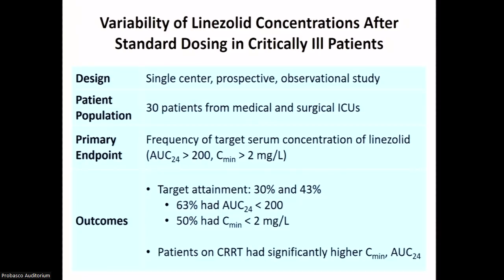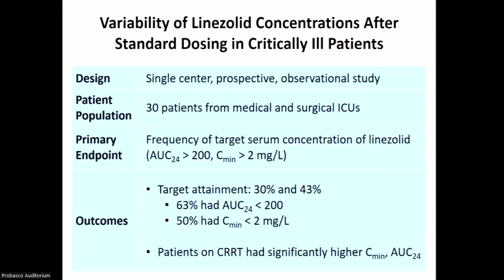The study set target concentration as 24-hour AUC values greater than 200, which you would expect an AUC-MIC ratio of 100 with a MIC of 2, and trough values of greater than 2 milligrams per liter. They also set toxicity thresholds as trough values exceeding 10 milligrams per liter and 24-hour AUC values exceeding 400.